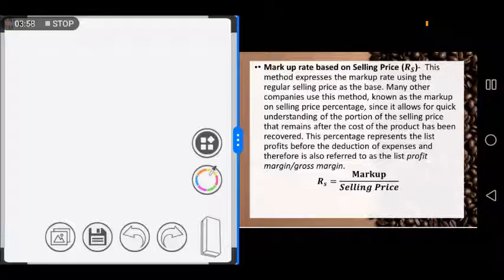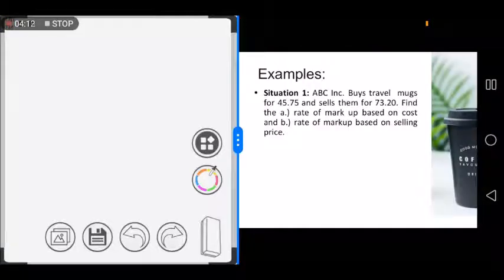Okay, so for our formula, markup rate based on selling price is equal to the markup divided by the selling price, wherein the selling price is our base. So let us have a few examples.